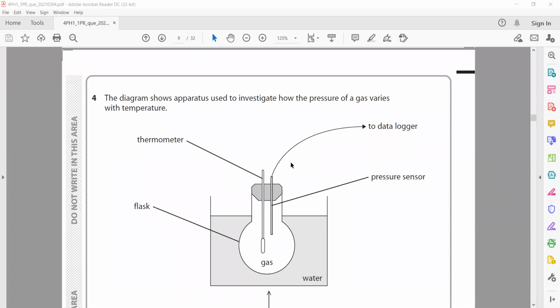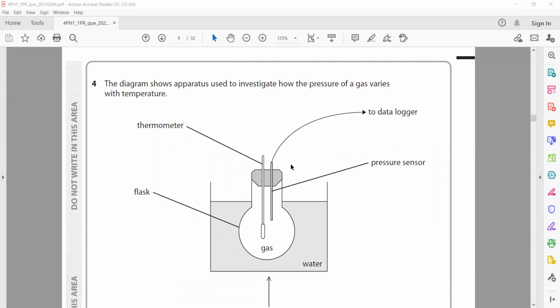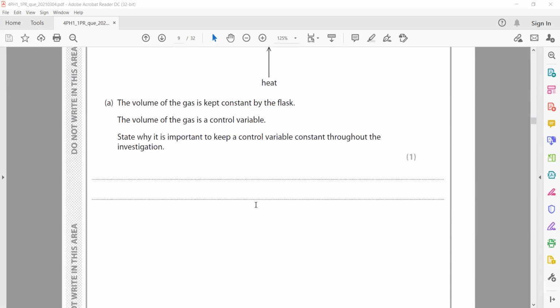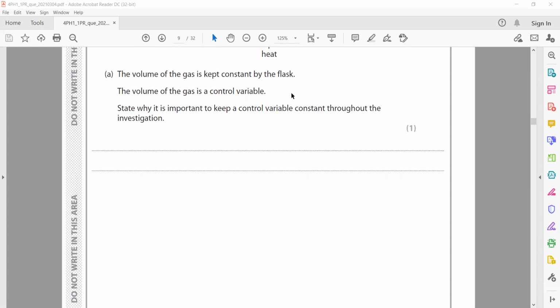The diagram shows apparatus used to investigate how the pressure of a gas varies with temperature. A data logger, thermometer, and pressure sensor are placed. The volume of a gas is kept constant by the flask. The volume of a gas is a controlled variable. State why it is important to keep a control variable constant throughout the investigation.